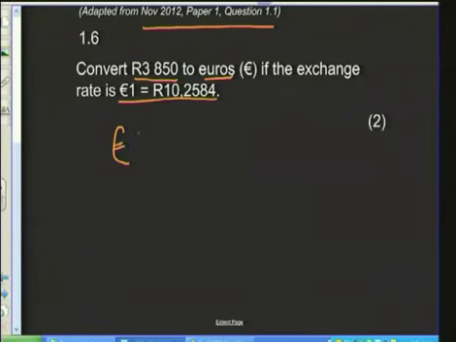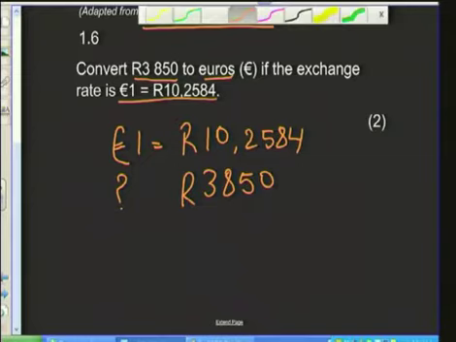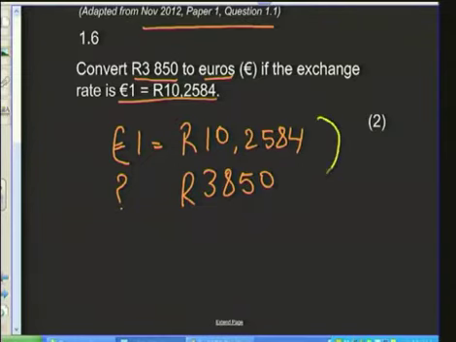And you'll hear throughout this lesson today, I'm going to say this is a ratio, this is a ratio. You need to be able to deal with ratios. How do we write it? What we know, we've got our €1 equals 10 Rand 2584. And now we're looking at how much we're going to convert if that is 3850. Once we've written it like this, easy to deal with. What do we do from there to get to there? From the 10 to get to 3,850, we times by the second number over the first.